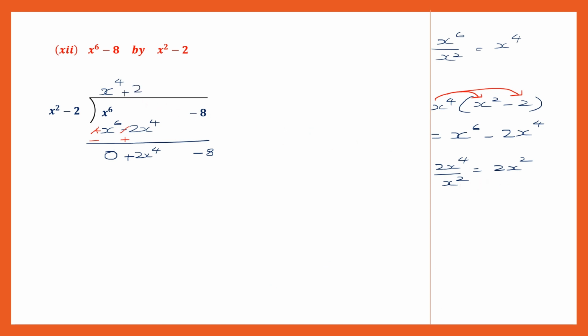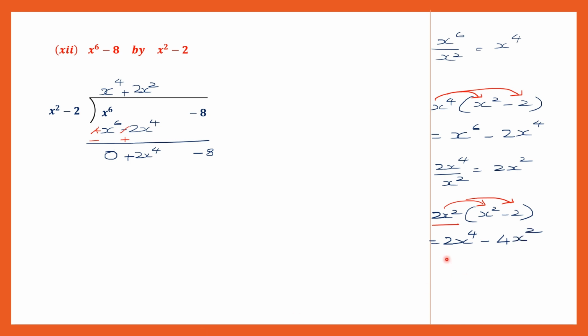Plus 2x square. Now we're going to multiply this term with each term in the divisor. So let's take that here and write it down here. So that will be 2x square into the divisor, which is x square minus 2. Now multiply this with each term inside. So 2x square into x square will be 2x to the power of 4. Now we multiply this with minus 2. So that is minus 2 2s are 4, 4x square.